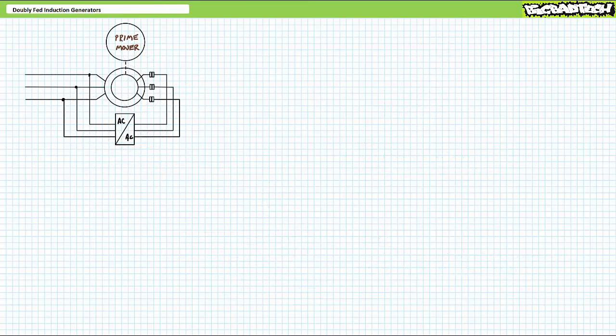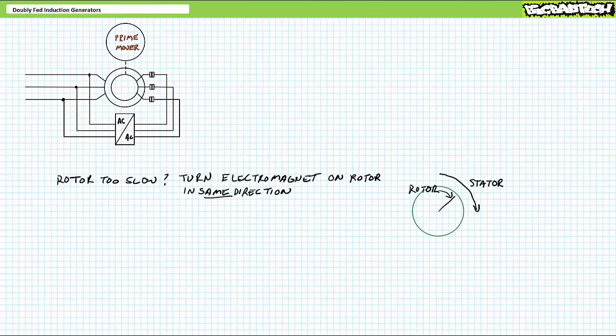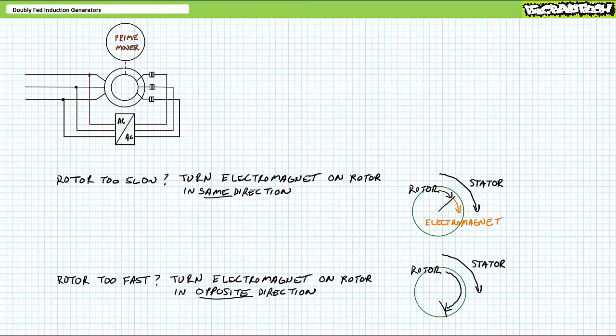What makes doubly fed induction generation different from traditional synchronous generation is that the physical position of the rotor and the electromagnet on the rotor aren't tied together and can be independently varied. If the variable speed prime mover is driving the rotor too slow, the rotor electromagnet is sped up so it keeps the two magnetic fields aligned and output frequency remains constant. If, however, the variable speed prime mover is driving the rotor too fast, the rotor electromagnet is set to rotating backwards so it keeps the two magnetic fields aligned and output frequency remains constant.